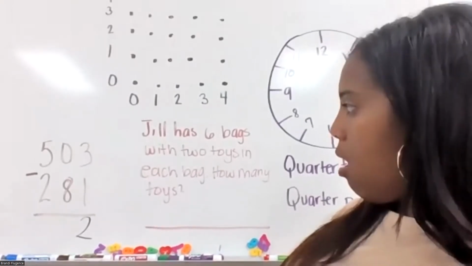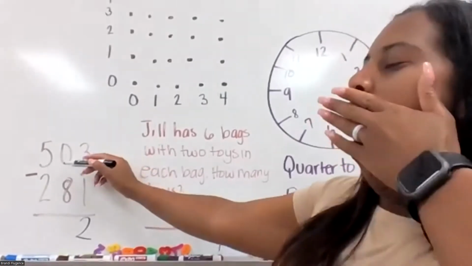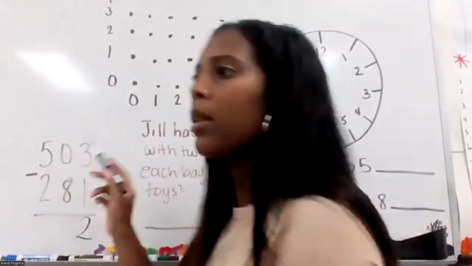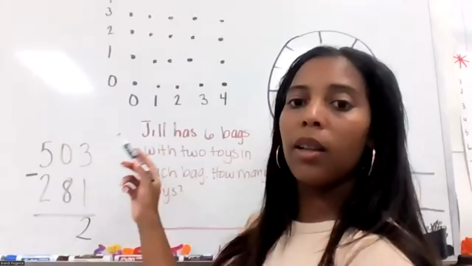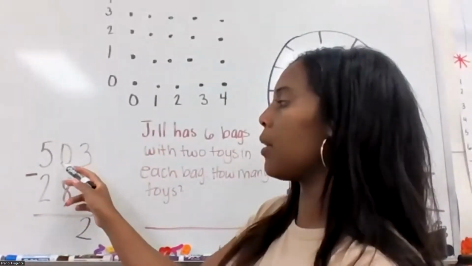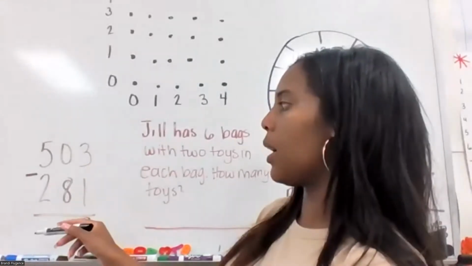Is 8. Okay, so I cannot subtract 0 minus 8. Remember, your top number is always smaller. If your top number is smaller than your bottom, I cannot subtract that. There's no way for me to take 8 out of 0. I cannot do that. This is where I trade.